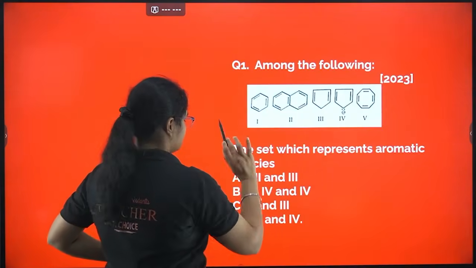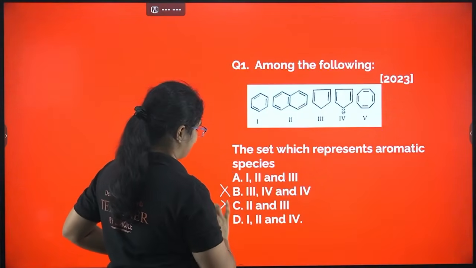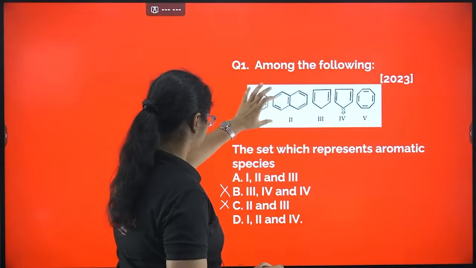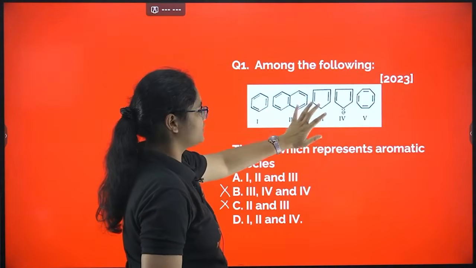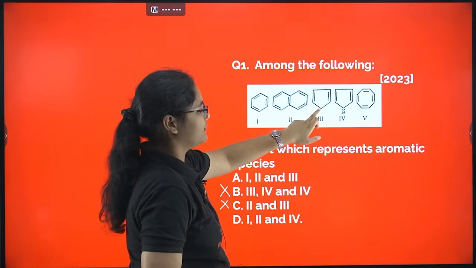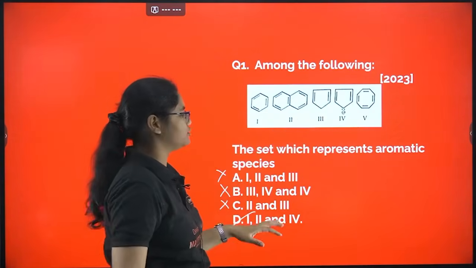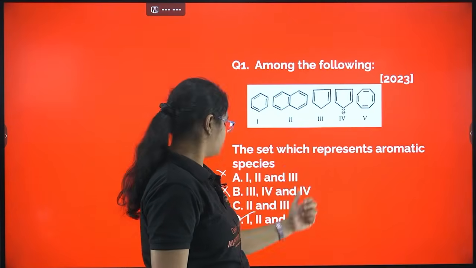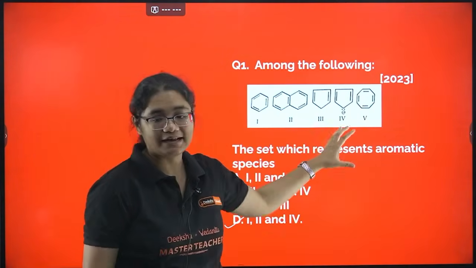So you can see one is aromatic, so I can eliminate option number 1 or B and C, okay. Next, option number 2 is also aromatic, so I have that one. Option number 3, this third one is not aromatic because the carbon here is sp3 hybridized, so 3 will not be there, so I am only left with option number D, okay. So 4th is there, 5 is not there because you can see here we have 4n electrons.